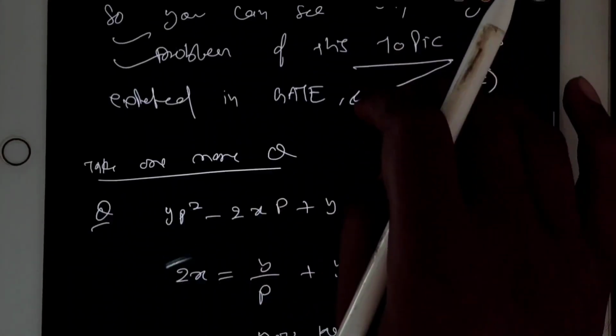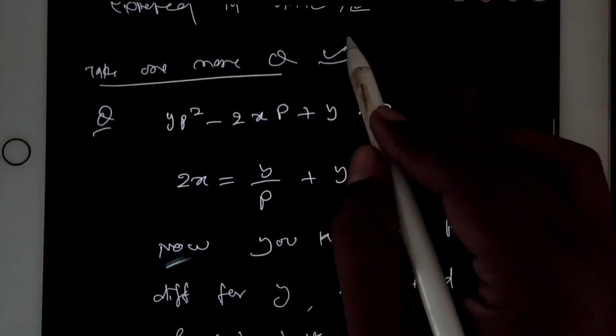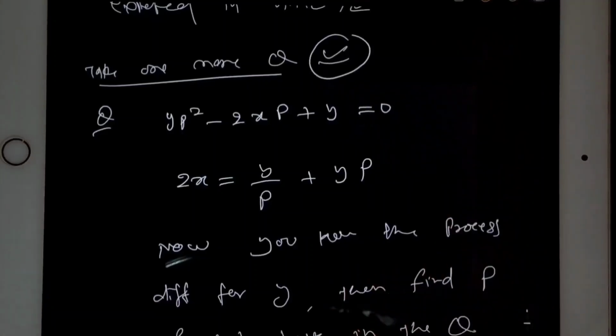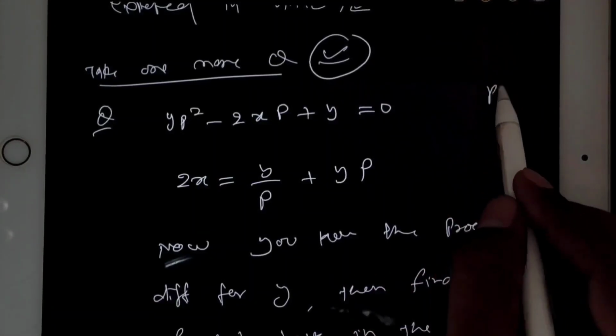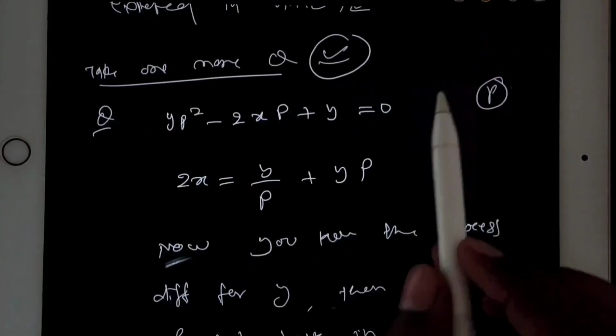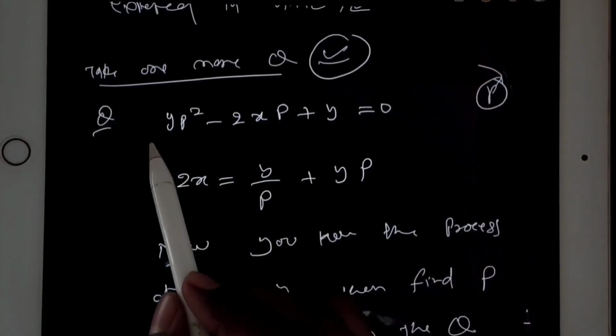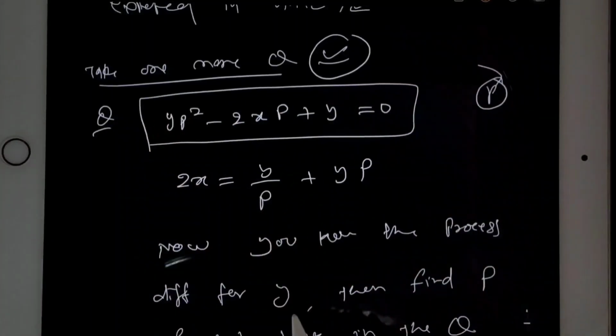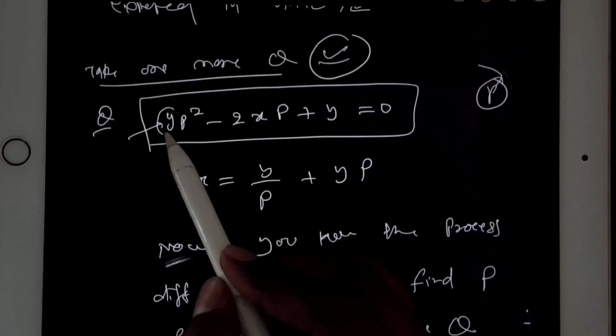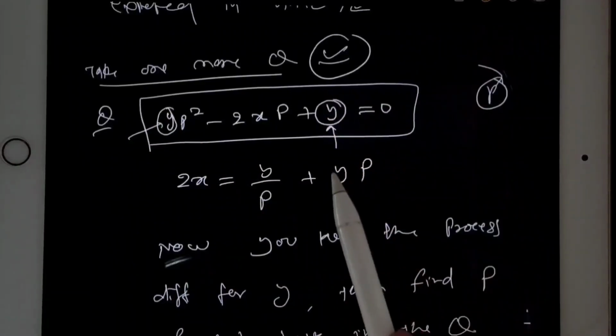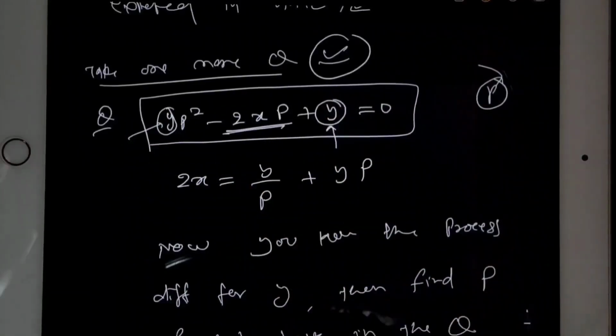Okay. Now we'll take one more problem where we will see that again we got into a situation, but there somehow we came out of the situation and we got the p value. Okay, and the p value is substituted back. Suppose I am giving the question like this. In this question, you can see y here also, you can see y here also, minus 2xp.